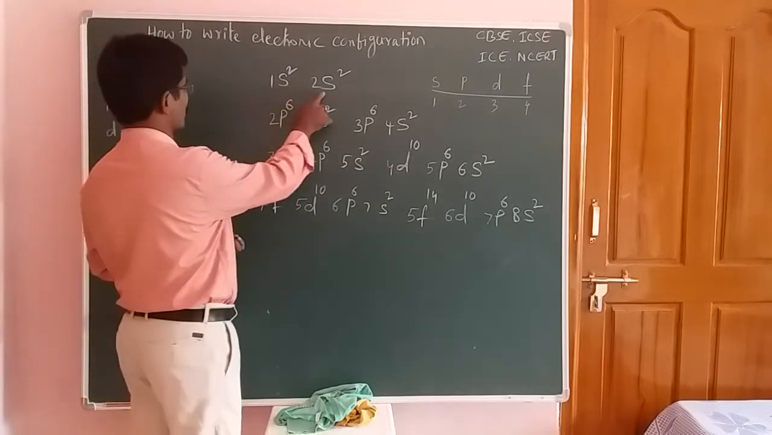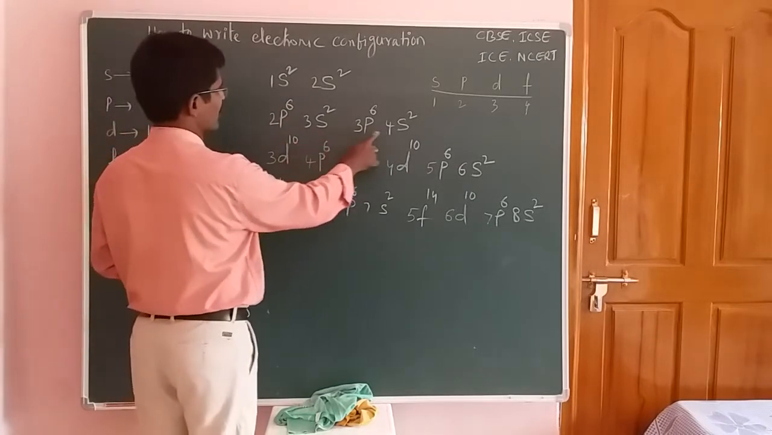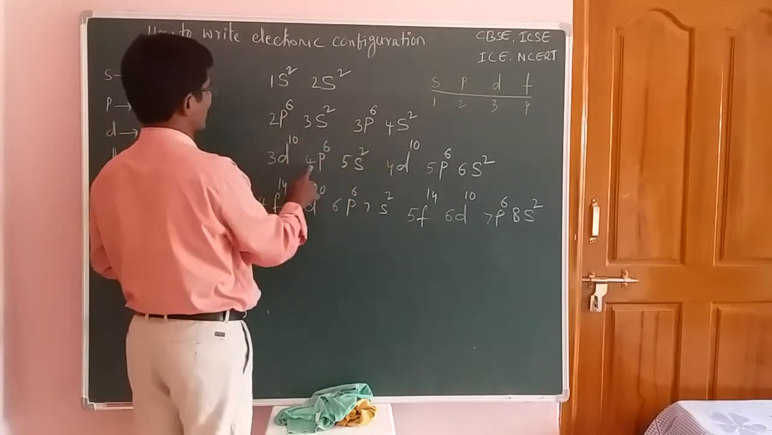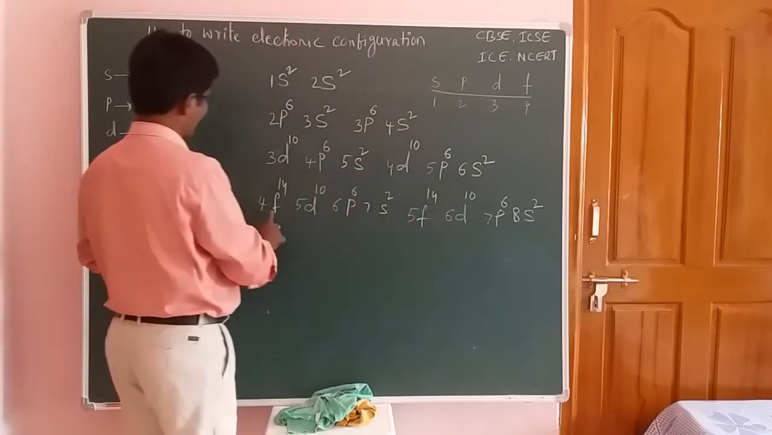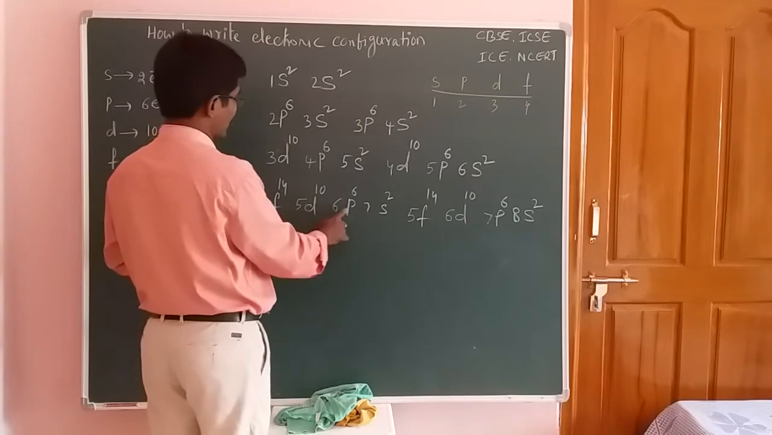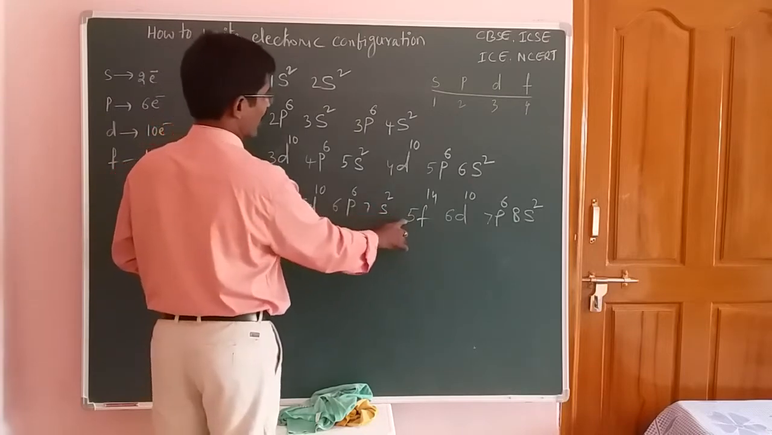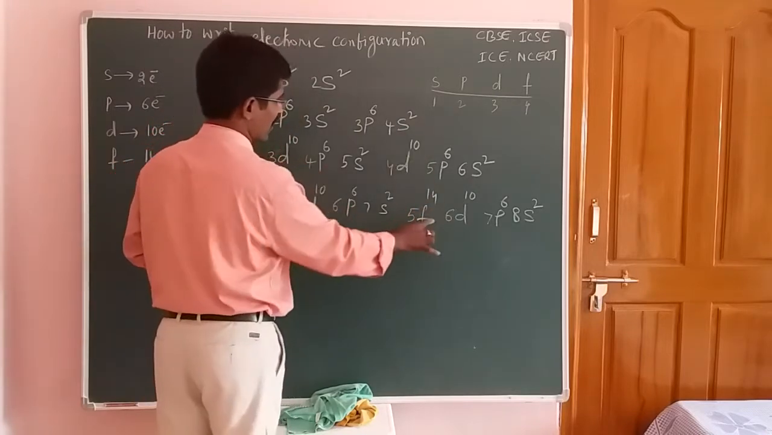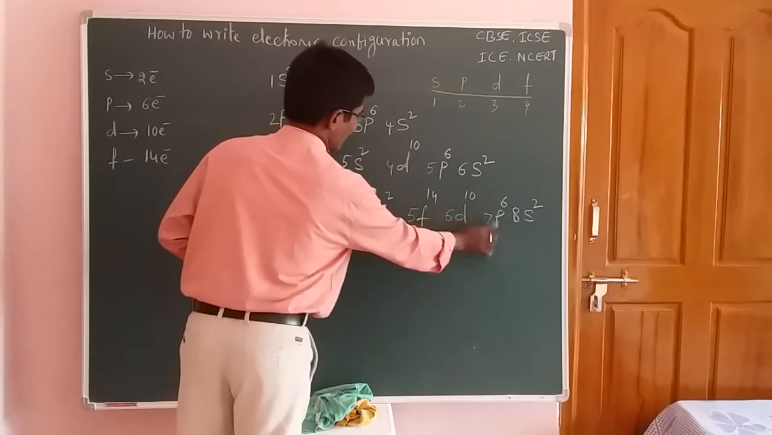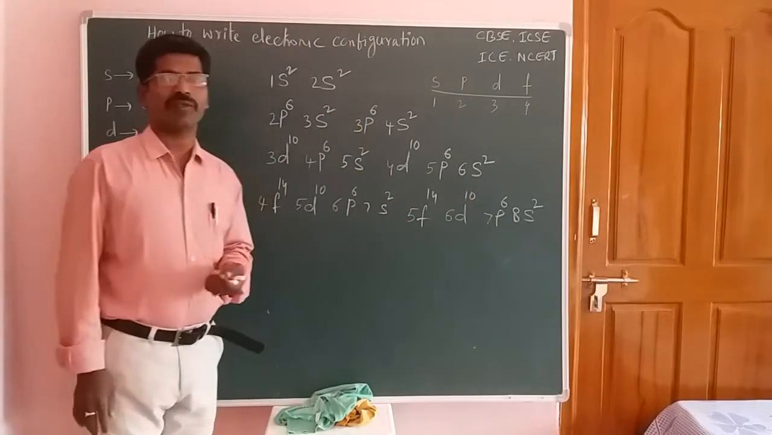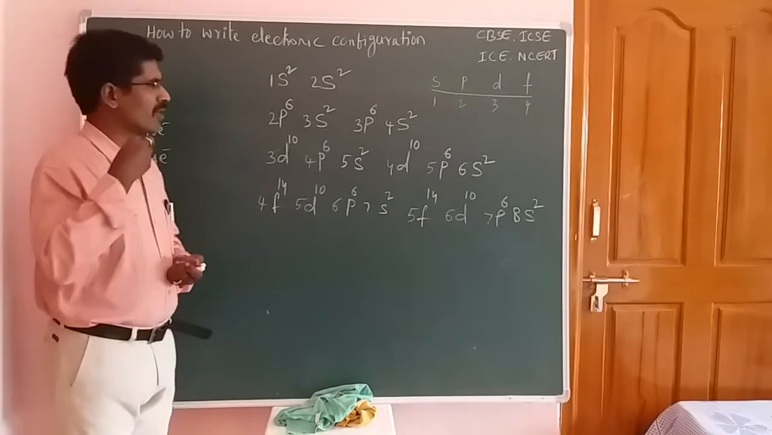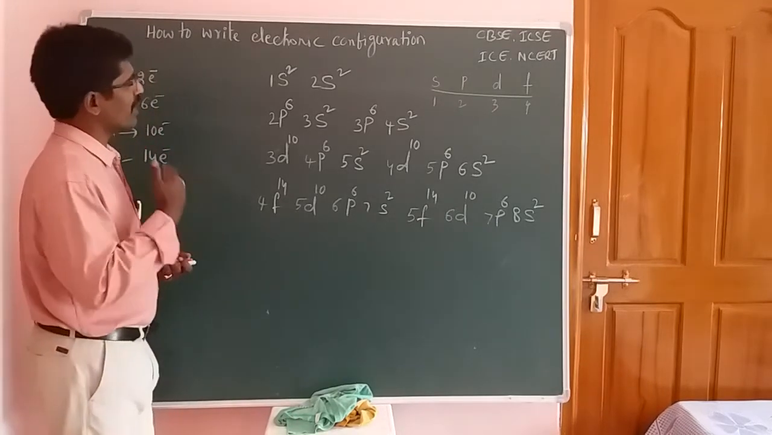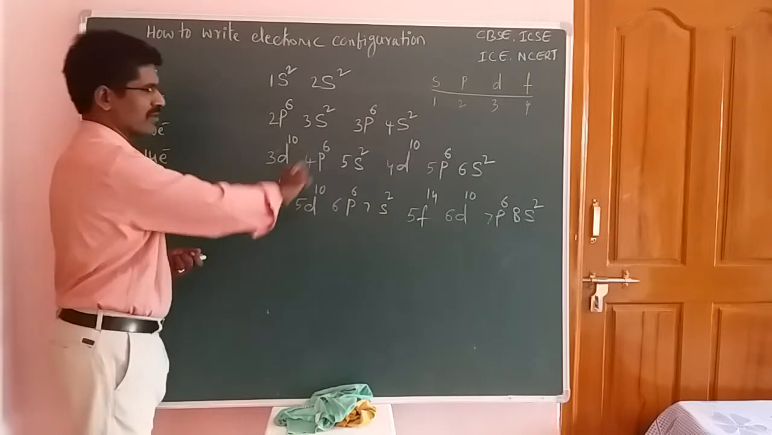So 1s2, 2s2, 2p6, 3s2, 3p6, 4s2, 3d10, 4p6, 5s2, 4d10, 5p6, 6s2, 4f14, 5d10, 6p6, 7s2, 5f14, 6d10, 7p6, 8s2. Okay, students. So this is the general electronic configuration. Now I am counting how many electrons are present in this total structure.